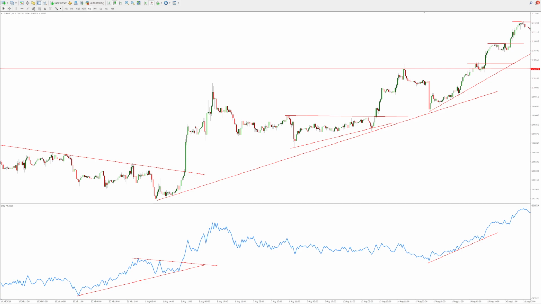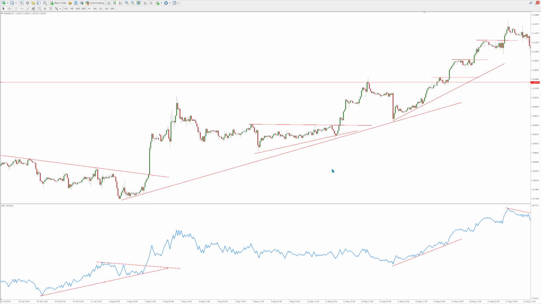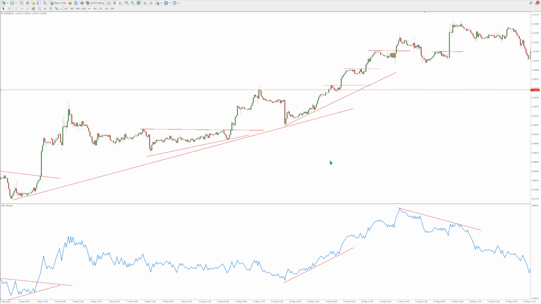Okay, so there you go. That is a basic strategy using the volume imbalance indicator. As I said, you can use it on any trading instrument and any chart time frame. Make sure you've got good discipline, have a trading plan and stick to it. Don't force trades that aren't there.